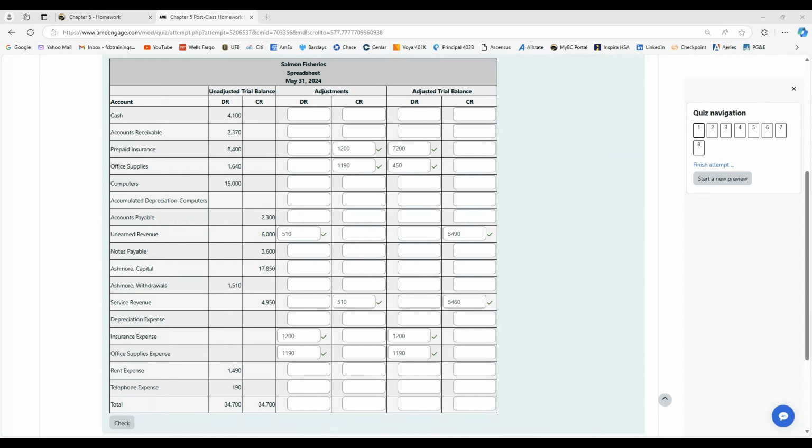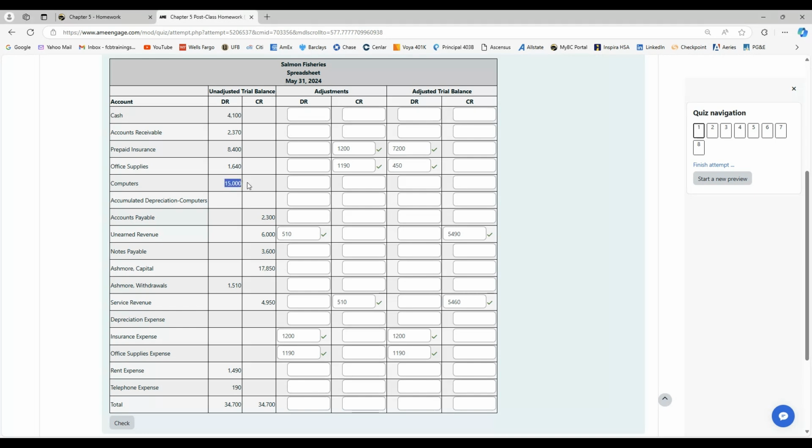All right, and our next and final adjustment. Computers were purchased on May 1st, 2024. They have an expected useful life of 5 years with no residual value. So remember to calculate our annual depreciation, and then we can go to monthly if we want. And we do want to go to monthly in this example. So we could do a couple of ways to get to monthly.